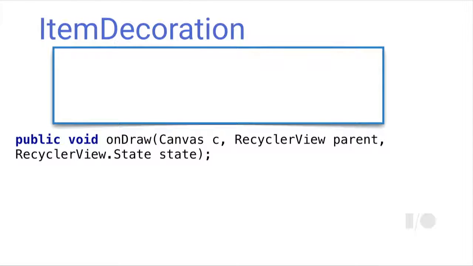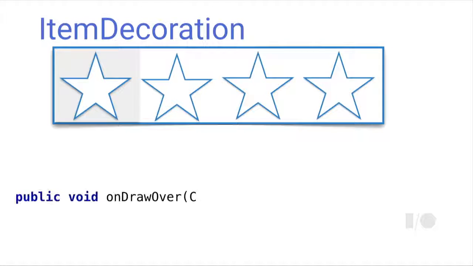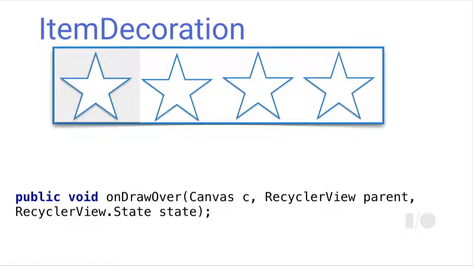So we get onDraw, which will draw underneath the item views before we actually draw the item views themselves, which is then followed by the items themselves. And then we get onDrawOver, which allows us a chance to draw on top of the item views in case that becomes relevant in your particular situation. So in this case, we're just otherwise decorating these things.